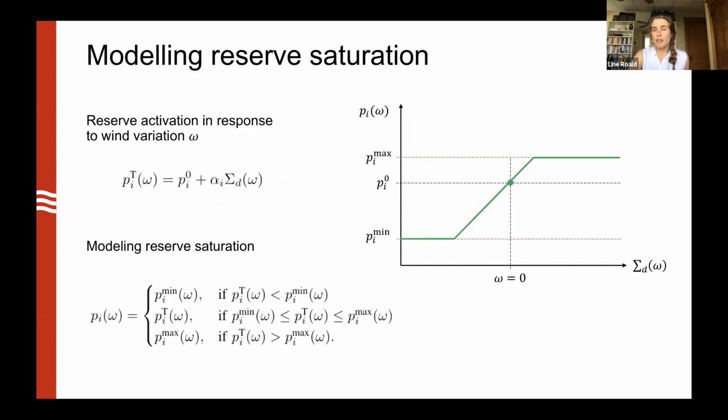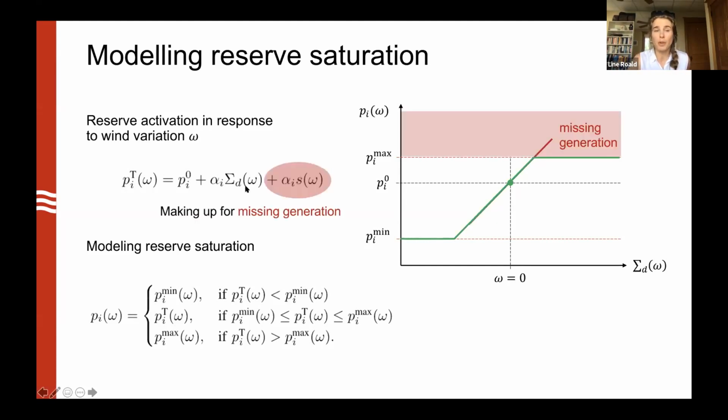Essentially, if you want to model reserve saturation, we end up with a kind of piecewise function like this. If the power imbalance is small, or if it gets negative here, then we will be stuck at our lower generation bounds. For intermediate power imbalances, we're going to follow this linear curve. At the upper level here, we're going to be at that maximum power level. So essentially, we have this three-part curve. And in the middle here, this is our target generation that describes this curve in the middle.